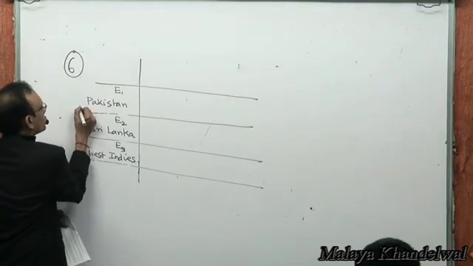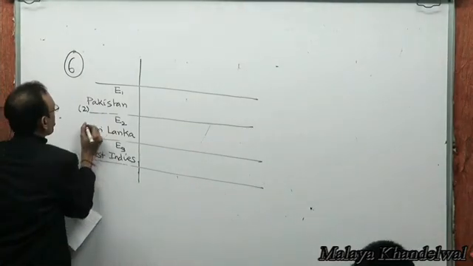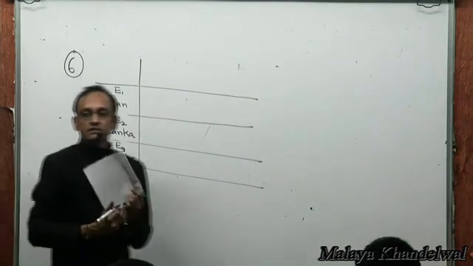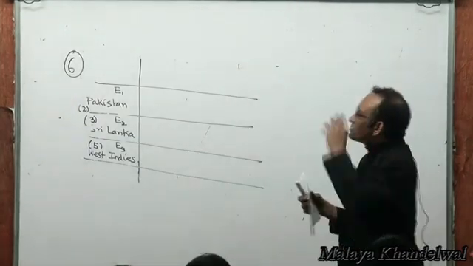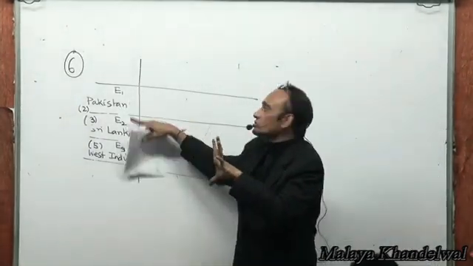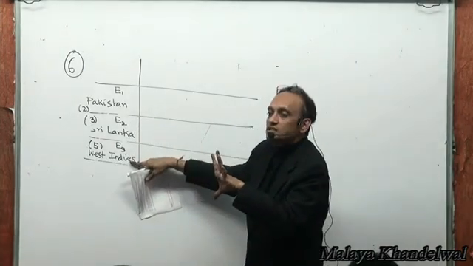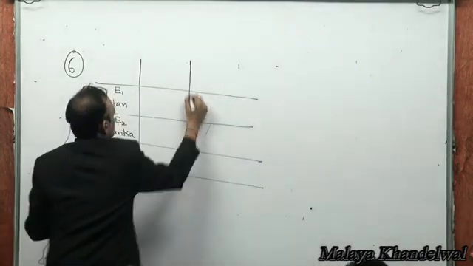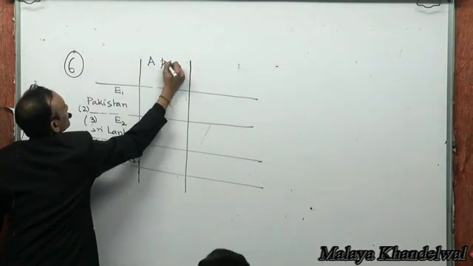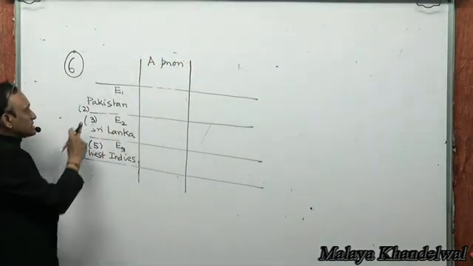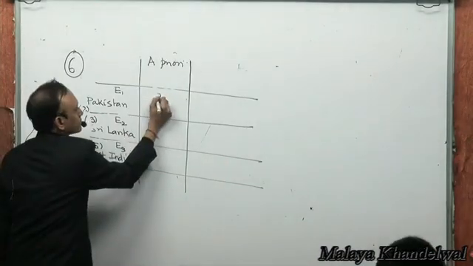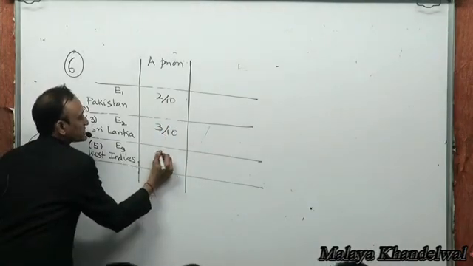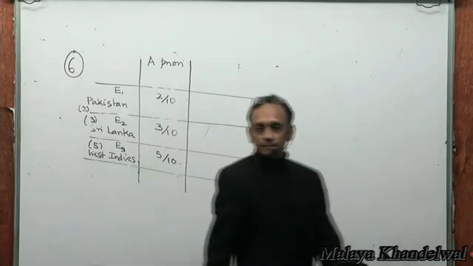And India plays 2 matches with Pakistan, 3 matches with Sri Lanka, and 5 matches with West Indies. Right? So now each of these events, each of these causes, Pakistan, Sri Lanka, West Indies, they have an a priori probability, right? So the a priori probability is going to be, for Pakistan, 2 by 10, 3 by 10, 5 by 10. That's the a priori probability of this, right?